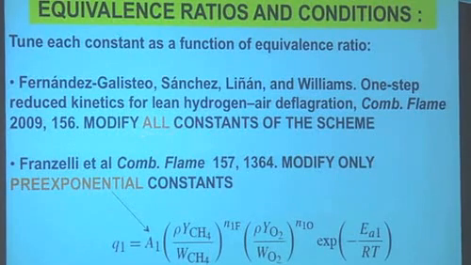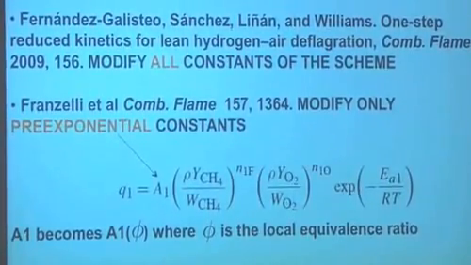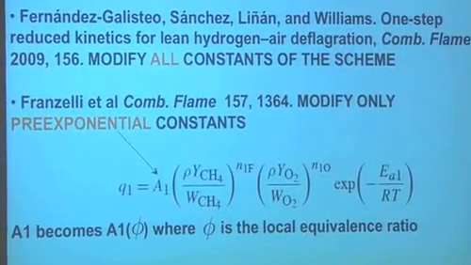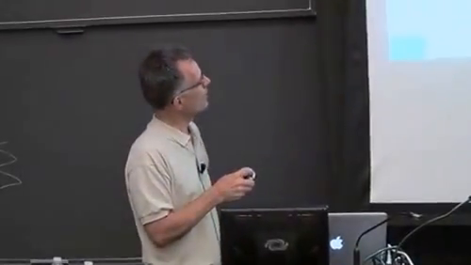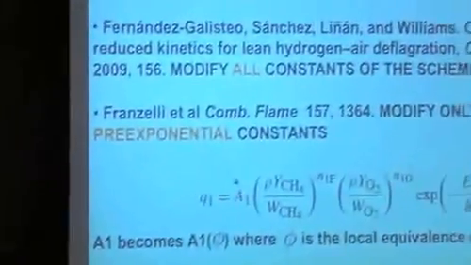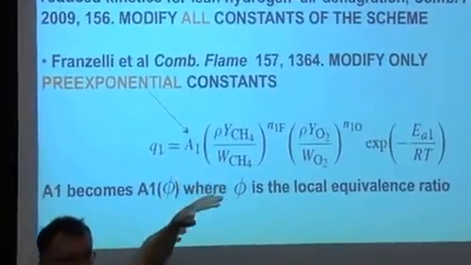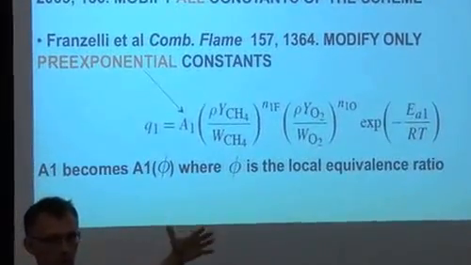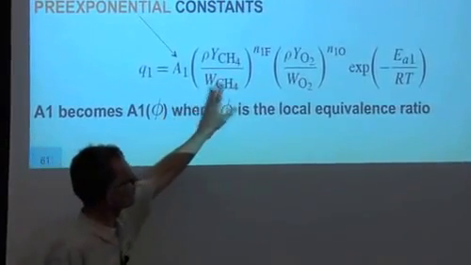They said you can keep a scheme which is small, but maybe you can tune all the constants of the scheme. That means the pre-exponential constant, the activation energy, and the exponents of the fuel mass fraction and oxidizer mass fraction. So we did actually a simplified version where we touched only the pre-exponential constants. In other words, we said this constant here, which must be a constant if it's an elementary reaction, it's not going to be a constant. I'm going to tune it a little bit.